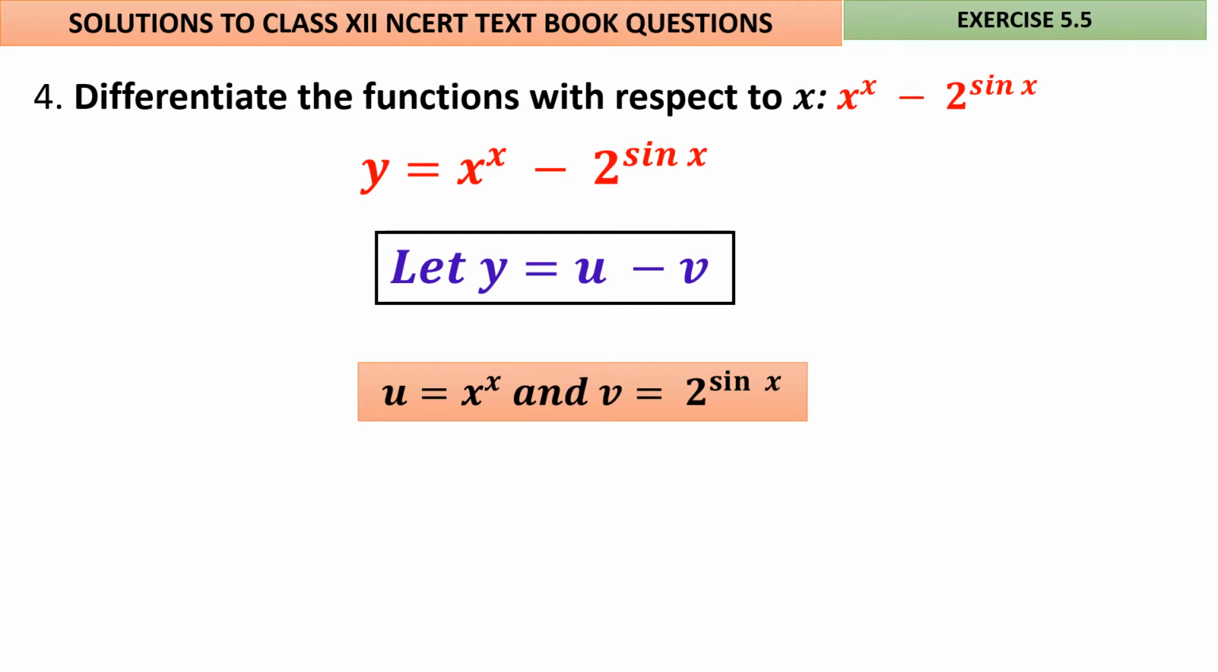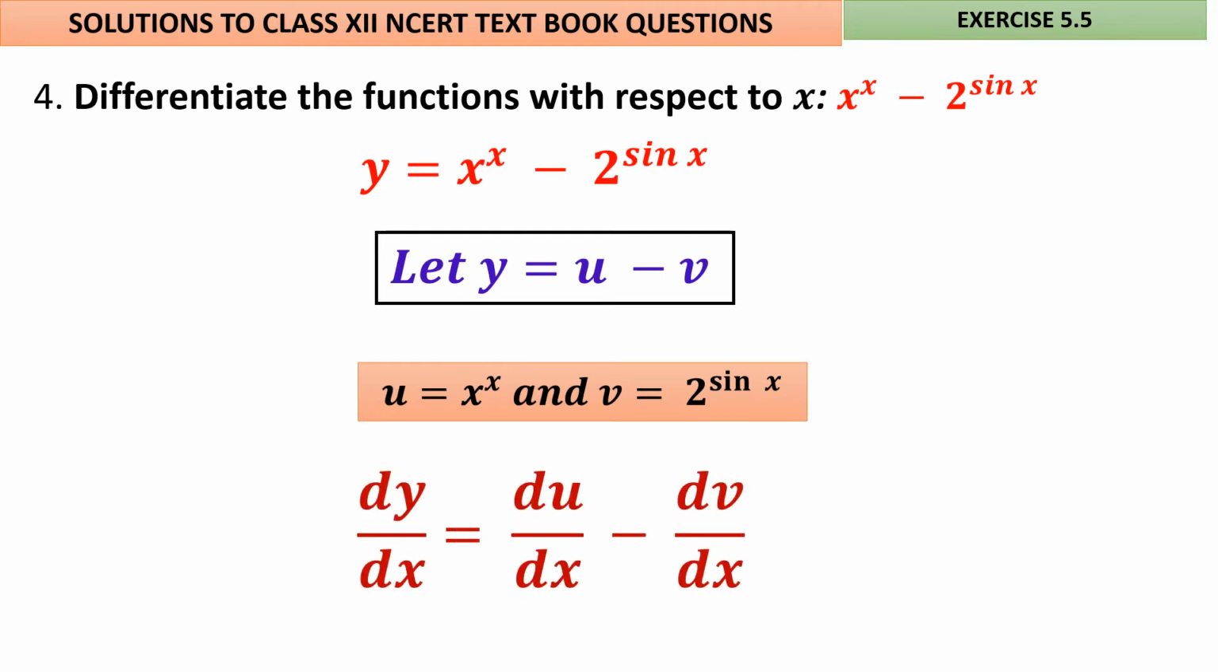When y is equal to u minus v, by making use of the property of differentiation, dy by dx will be du by dx minus dv by dx. We will find du by dx separately and dv by dx separately and fit them in this equation. We will call it equation number 1. Now let us try to find the differentiation of x power x and 2 power sin x separately.